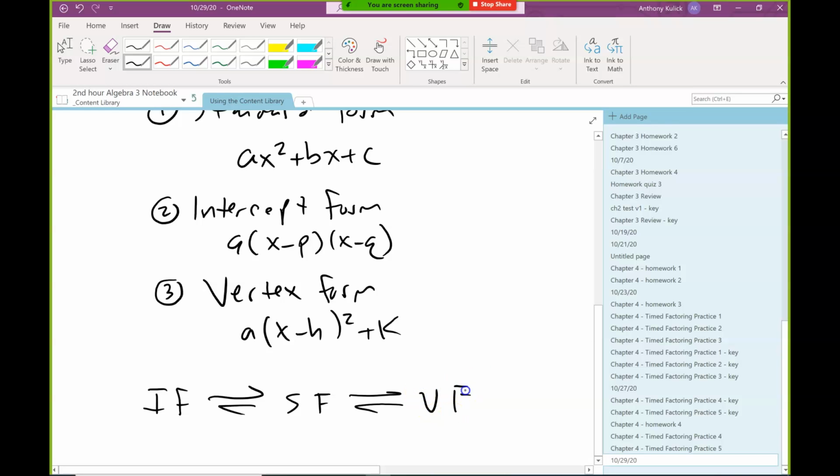So we've been talking about how to translate back and forth between these 3 forms. I drew this little picture to help us remember. To go from intercept to standard form, we FOILed, factor. To go from vertex form to standard form, we did that expand. And then to go from standard form to vertex form, we do this completing the square technique. This is the only one that we haven't talked about how to do yet. So that's what we're going to lead off today.